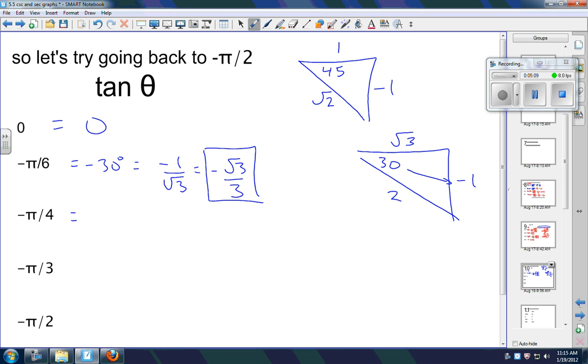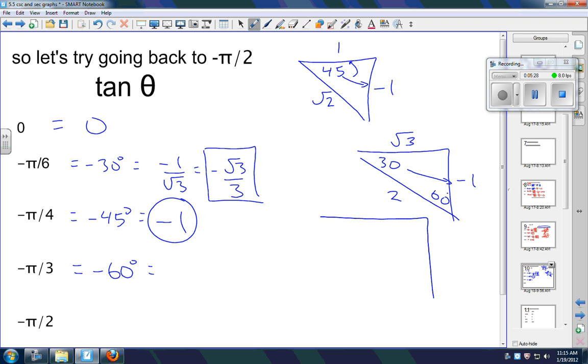Okay, negative 45 degrees here. So come up to this triangle, same as positive 45, just check your signs. That guy's a negative 1. Okay, negative 60 degrees. Let's just go to this guy. Actually, let's draw a new one just so you guys don't get confused. So here's the 60. So here's your 1, here's your 2, here's your negative square root of 3.